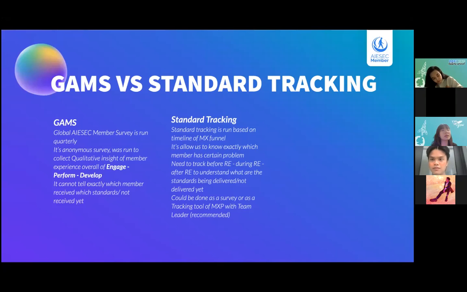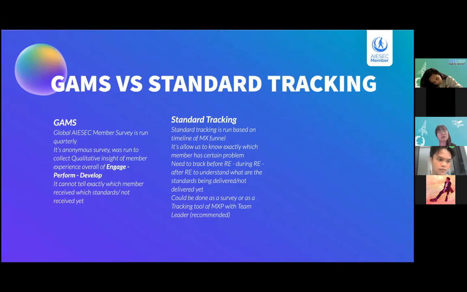So which means that the game is going to give you overall insight, in the way that when you need to have a quarter review, or a semester review, it's going to give you the insight of what is happening with the member in terms of quality.